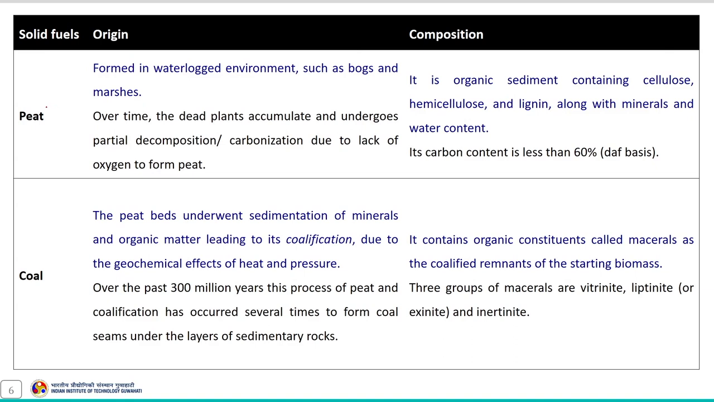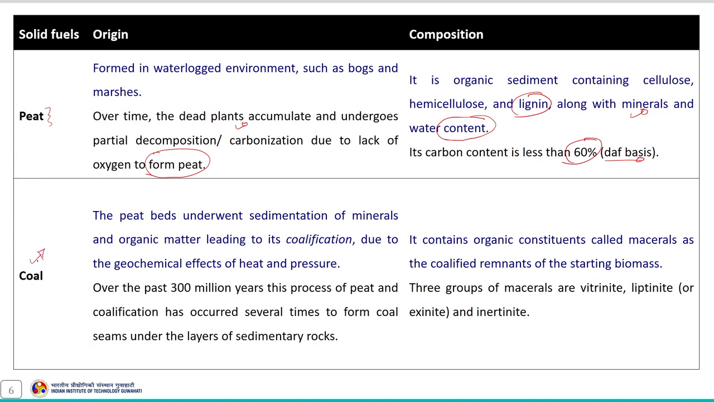Another solid fuel is peat, and it is formed in waterlogged environments such as bogs and marshes. Over time, the dead plants accumulate and undergo primary decomposition, called the carbonization process, mainly due to lack of oxygen, and it converts into peat. It is also an organic sediment containing cellulose, hemicellulose and lignin with minerals and water content. That's the reason peat has higher moisture content in its composition, and its carbon content is less than 60%, on a dry ash free basis.